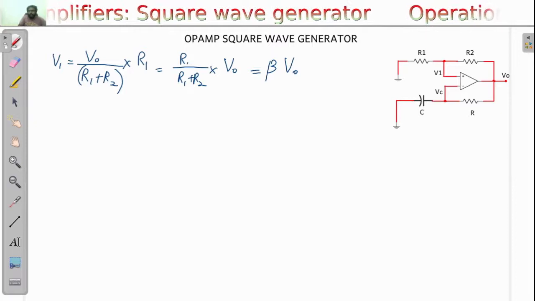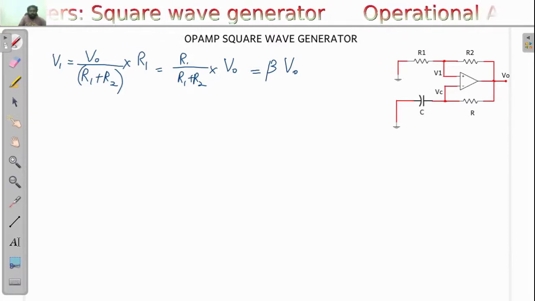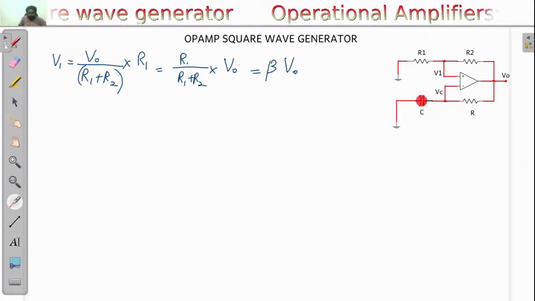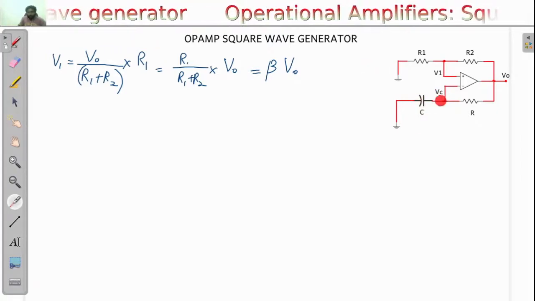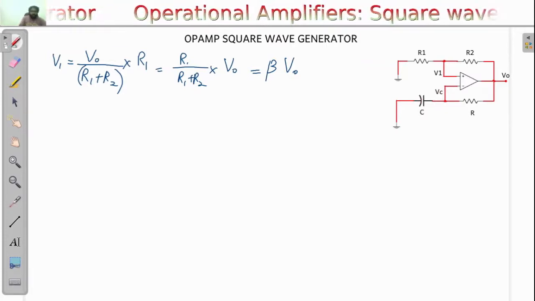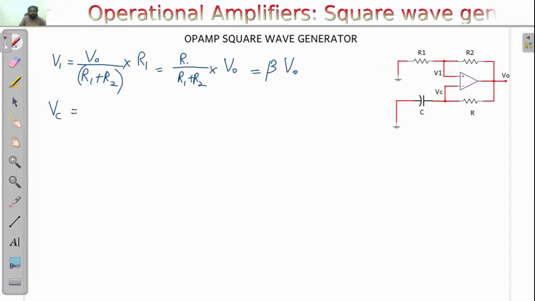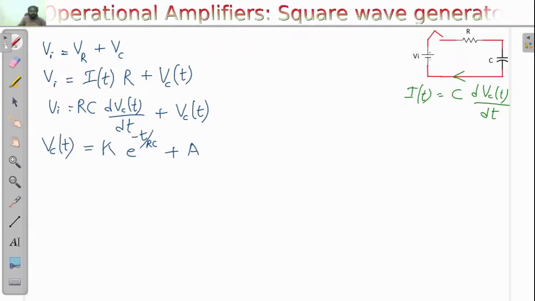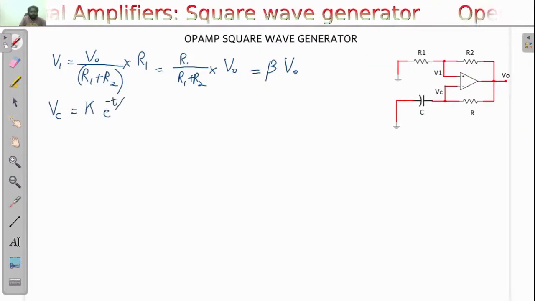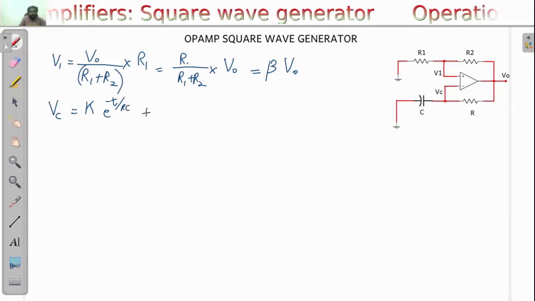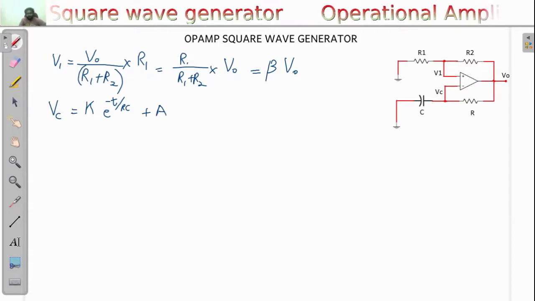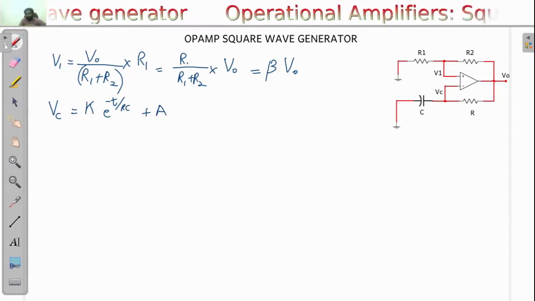Now let us apply the case of the inverting terminal. Here you can see the capacitor, and we are going to find out what VC is. Okay, so VC can be written like this: VC is equal to, as per our previous equation, K times e raised to minus t by RC plus A. So we need to find out what K and A are.